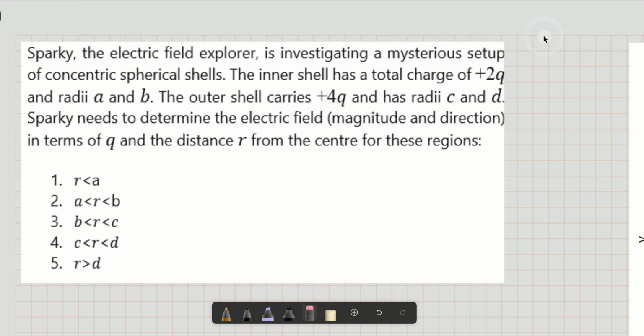So Sparky, the electric field explorer, is investigating a mysterious setup of concentric spherical shells. The inner shell has a total charge of positive 2q, radii a and b, and the outer shell has 4q, radii c and d. Sparky needs to determine the electric field, both magnitude and direction, in terms of q and the distance r. We have 5 situations, from r less than a to r greater than our last shell, which is d.